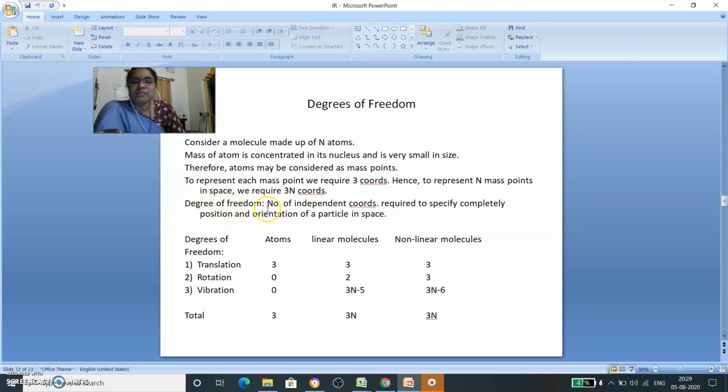Degrees of freedom is the number of independent coordinates required to specify completely the position and orientation of a particle in space. This one you can understand realistically when you take an example. So, these are all generalized. Just look at this. How many types of degrees of freedom are there? Translational, rotational and vibrational. So, atoms. For linear molecules, this is the formula.